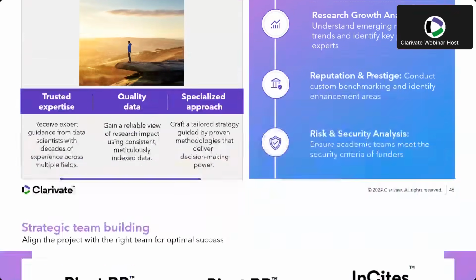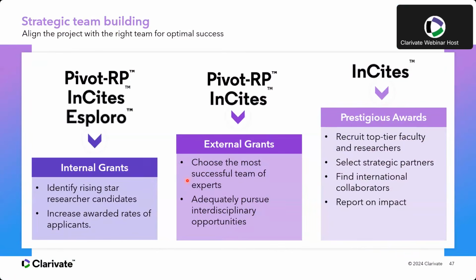Right, so here you could, of course, combine different solutions. Pivot RP, InCites, Esploro, looking at internal grants, identify rising star researcher candidates, and increase the award rates of applicants. Pivot RP, InCites for the external grants, and InCites looking at prestigious awards.